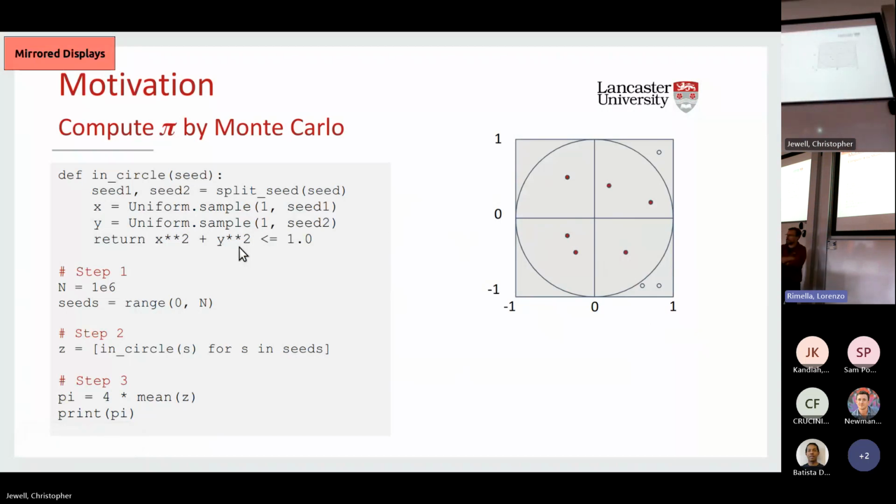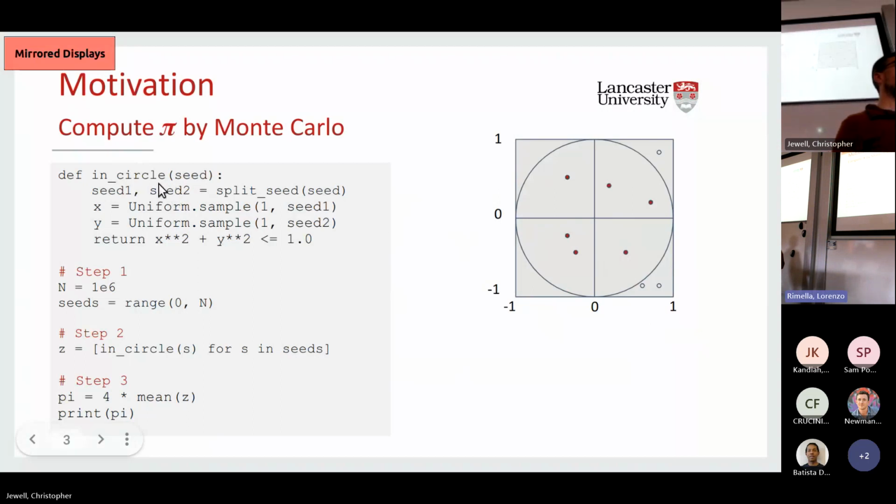Well, perhaps what you might think of doing, if you're a Python programmer, is first of all defining a function that generates a random point and checks whether it falls within the unit circle. That's fairly straightforward. Suppose it takes a random seed. I'm going to use that seed to generate my uniform random variables in the x and the y direction.